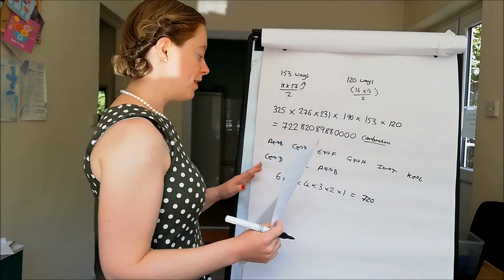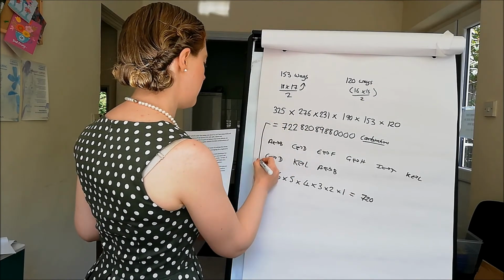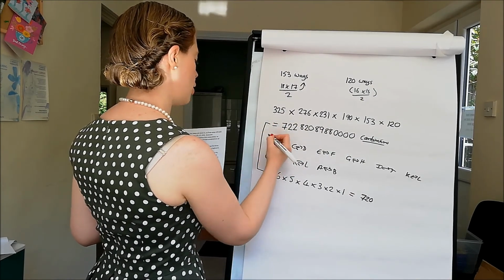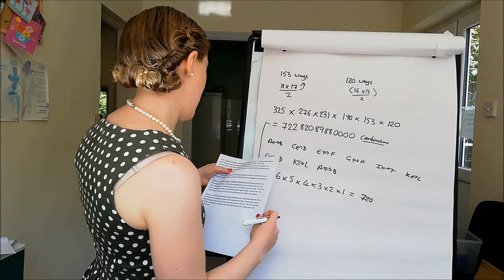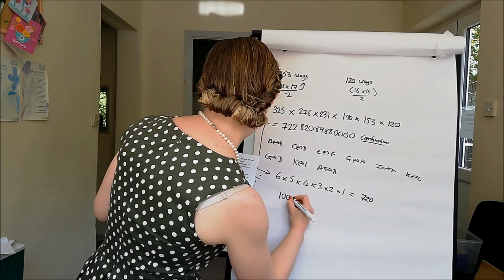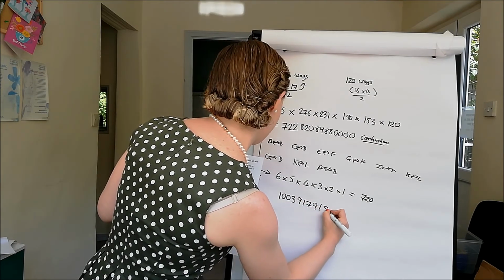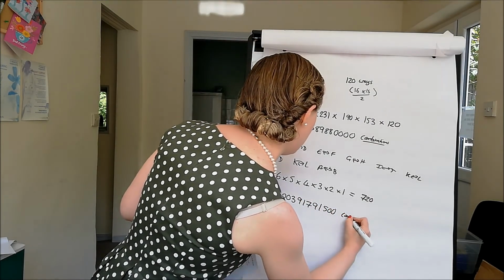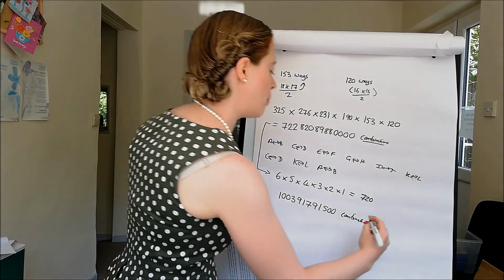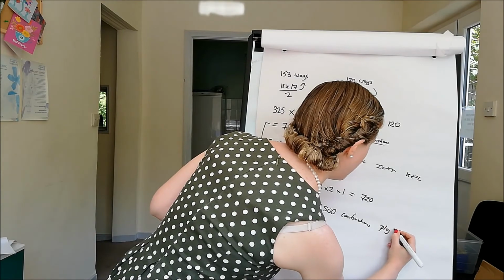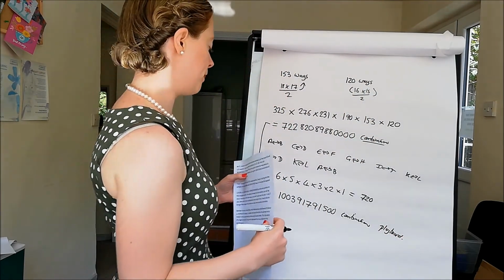But it is, which means that this number here can be divided by 720, which produces an answer of 100391791500 overall combinations of plug board. So this is all just about the plug board part of the Enigma machine.